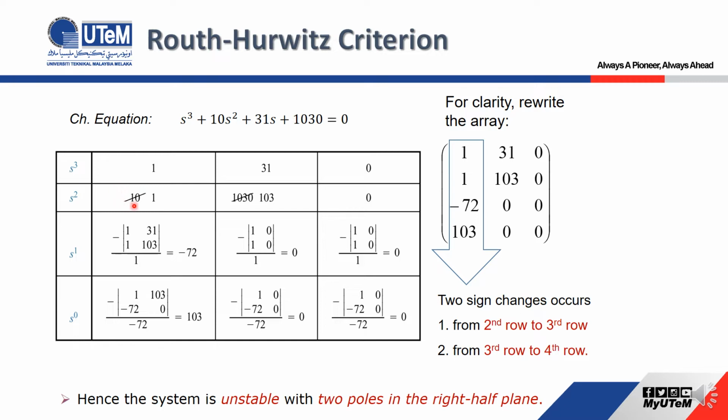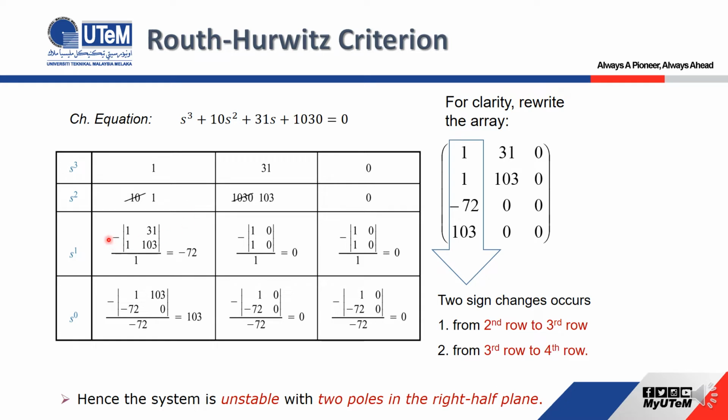This 10 and 1030 we can simplify by dividing both by 10, and then they become 1 and 103. It's up to you whether you want to simplify this or not. You can keep using 10 and 1030 and you will get the same answer, because the important thing in this analysis is to investigate the first column, whether there are sign changes or not.